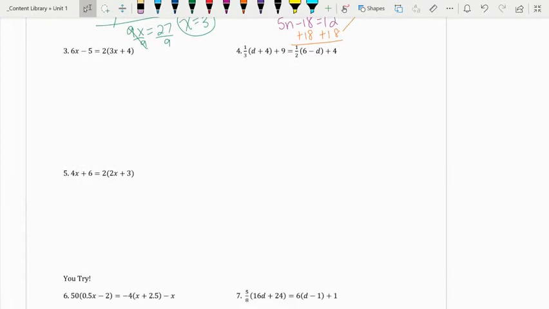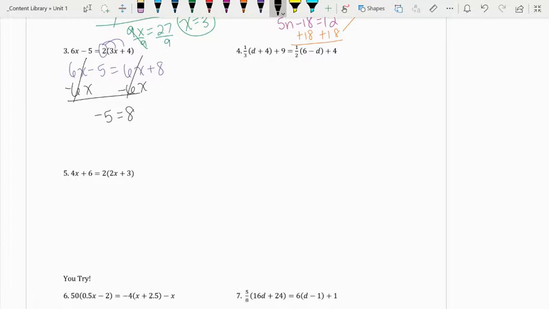Going away from fractions again, looking at number 3. On the left side, nothing needs to happen just yet. On the right, distribute. So we have 6x plus 8. If you notice, when I subtract 6x to the other side, it ends up canceling on both sides, and we're left with -5 equals 8.